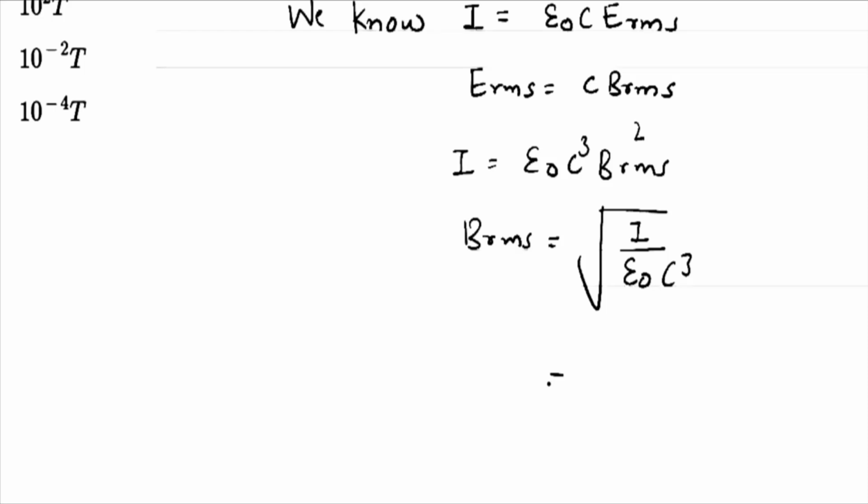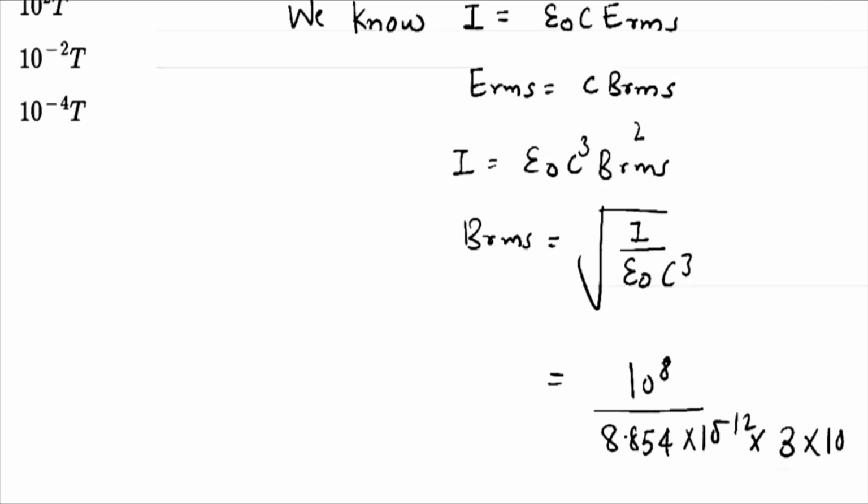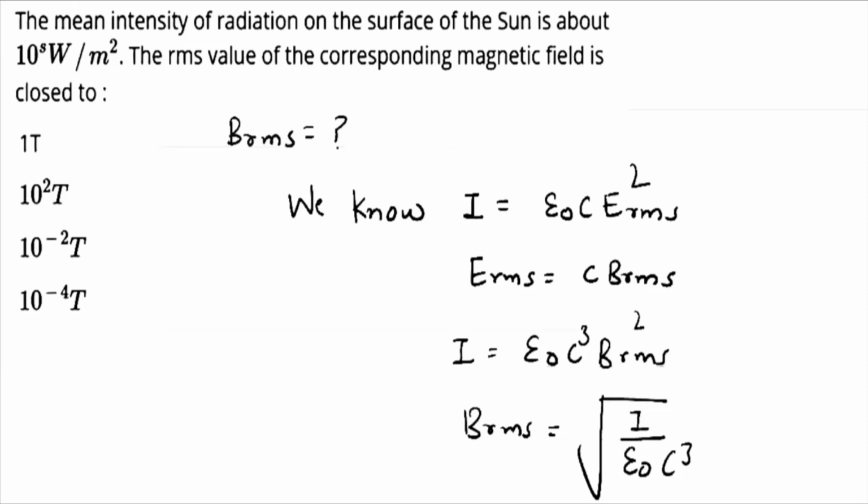Now manipulate the value. After substitution, it is 10 raised to power 8 upon 8.854 into 10 raised to power minus 12 into 3 into 10 raised to power 8 whole cube. On solving this value, we get a value nearly equal to 10 raised to power minus 4 Tesla. So it is the value of B RMS. That is option C. Hence option C is right.